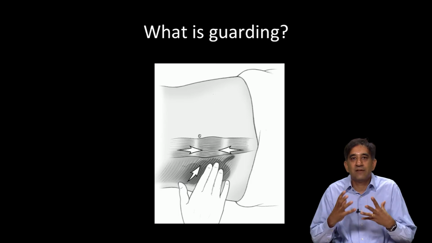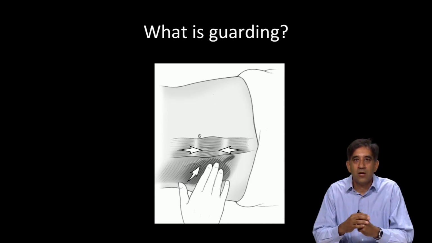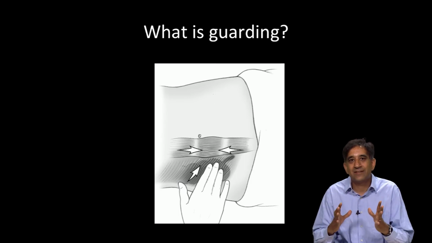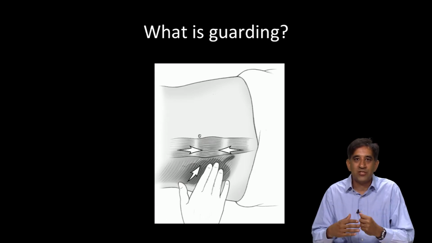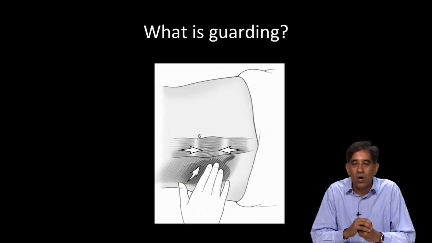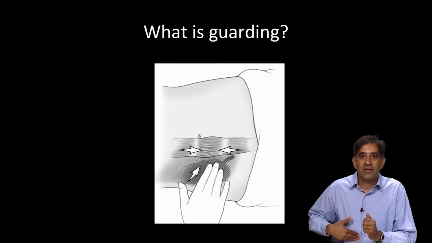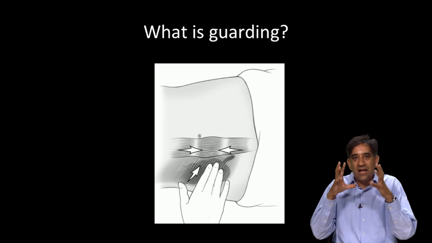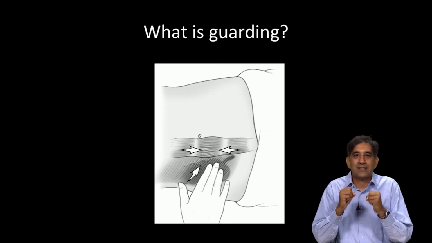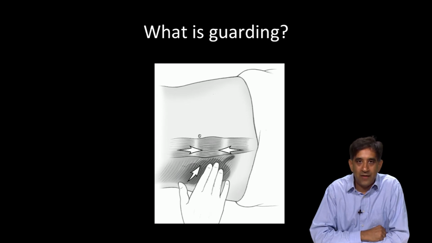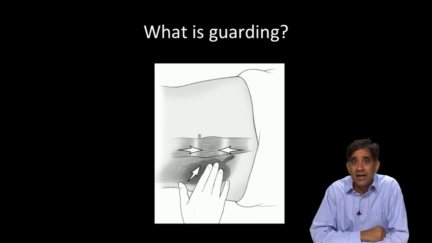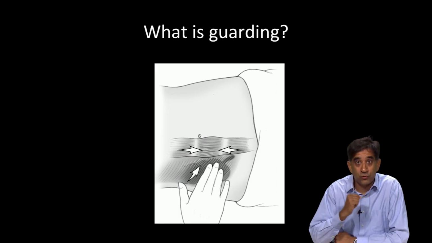It's a reflexive contraction of those muscles, almost in a way to protect the patient, what's inside the patient's abdomen, from your hand. And so when you place your hand on someone's abdomen and push gently, if their abdominal musculature contracts, that is guarding. And the significance of guarding is the presence of guarding is suggestive of an acute abdomen or peritonitis or a surgical condition.